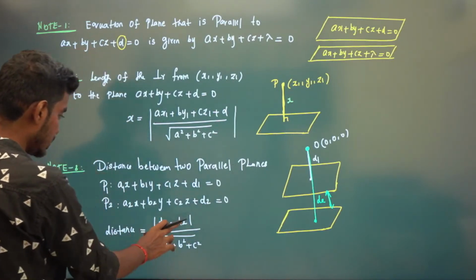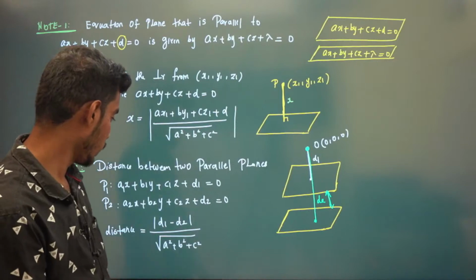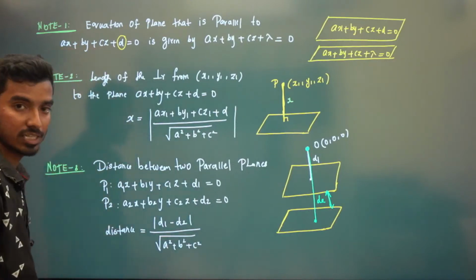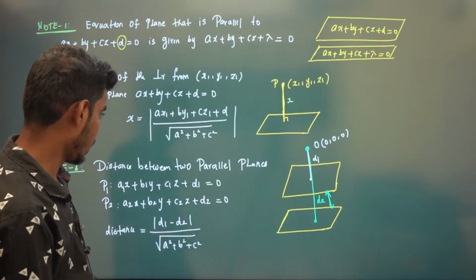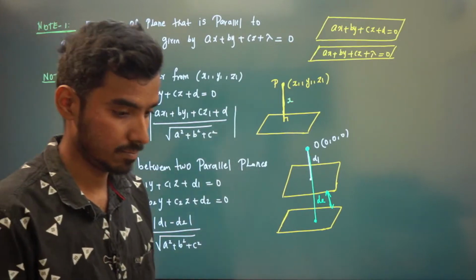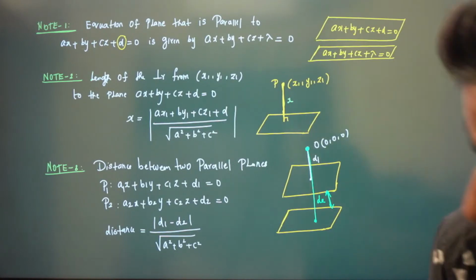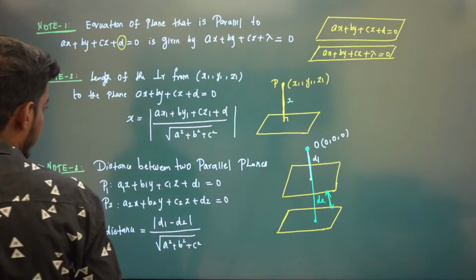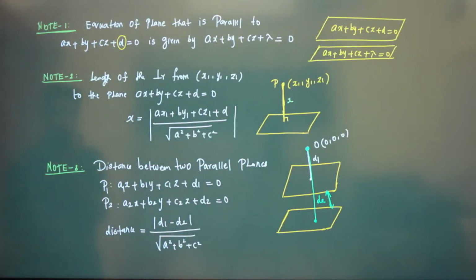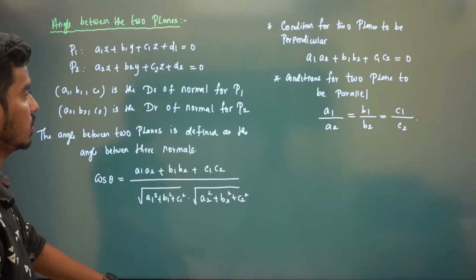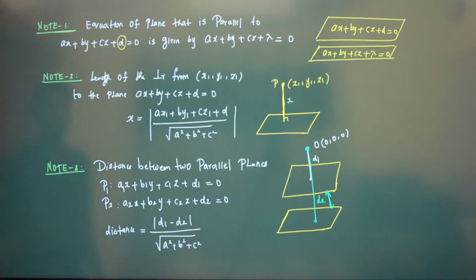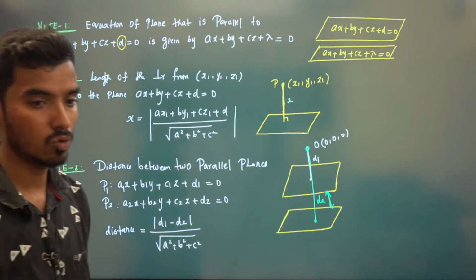So we have the modulus of d1 minus d2 divided by root of a square plus b square plus c square. This is the distance between two parallel planes. These three notes are clear, right? So we're going to do problems based on this topic, angle between two planes and note 1, note 2, note 3.